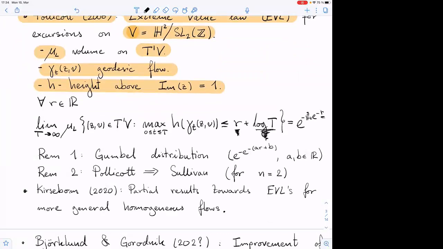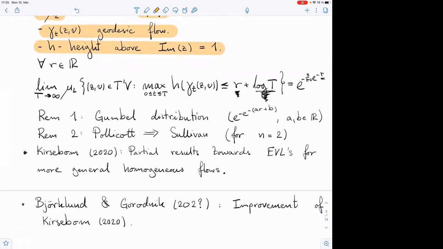So it's a more precise statement than the logarithm law, because obviously any point that falls within this growth rate of log T plus an additive amount will still obey the logarithm law, but it gives us quite fine information about how points distribute around this expected growth rate.